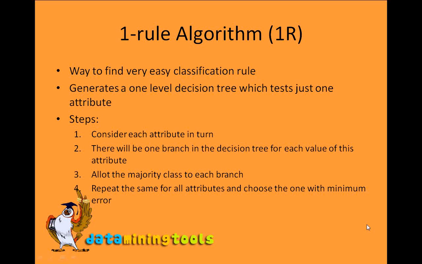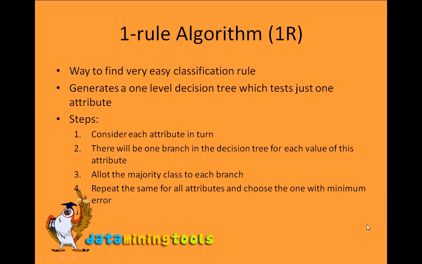There will be one branch in the decision tree, the one-level decision tree which we talked about, for each value of this attribute. Say, suppose an attribute outlook has 3 values, so there will be a decision tree for outlook, and there will be 3 branches based on the 3 values outlook has, and we'll allot the majority class to each branch. So each value of the attribute will cover some of the instances, and the majority class of the instances will be allotted to that branch, and we'll repeat the same step for all the attributes.